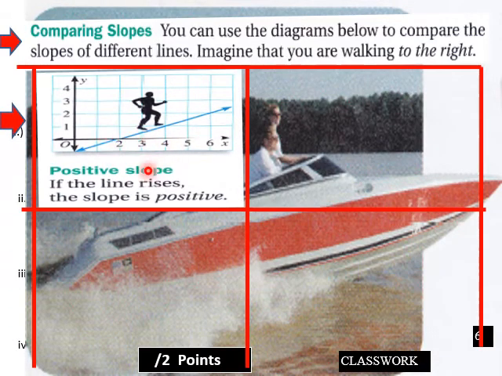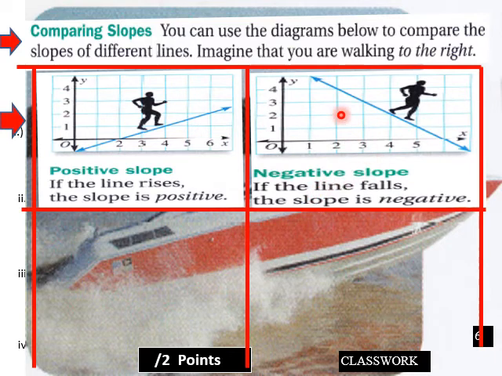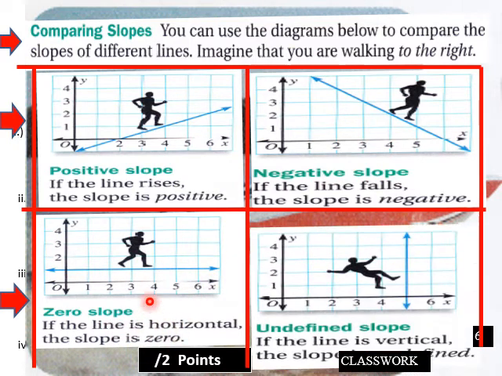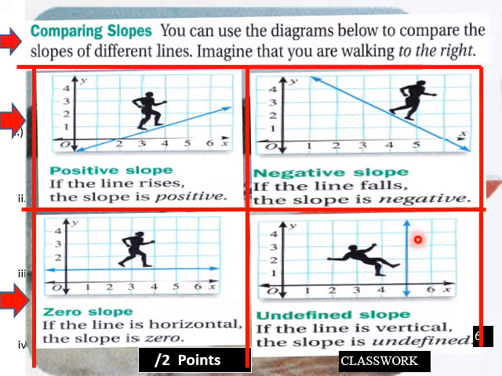So comparing slopes: if the line rises from left to right, the slope is positive. If it goes up, it's positive from left to right. If it falls, it's negative. And if it's flat, it has 0 slope. And if it's straight up, it's undefined. So those are your situations here, put into little pictographs. This is classwork page 6 on your classwork sheet.